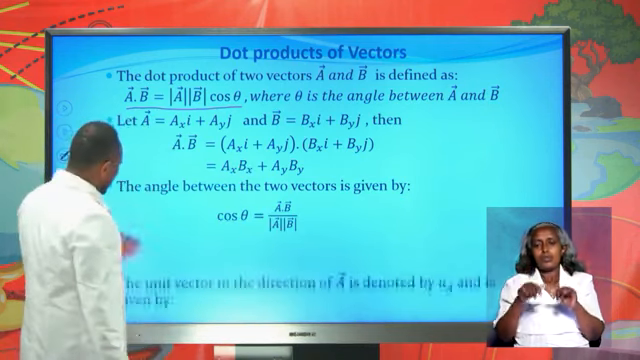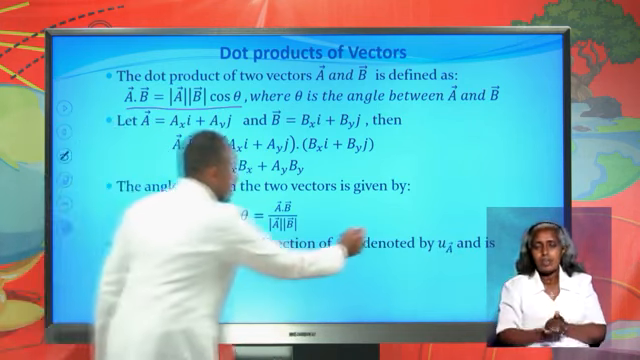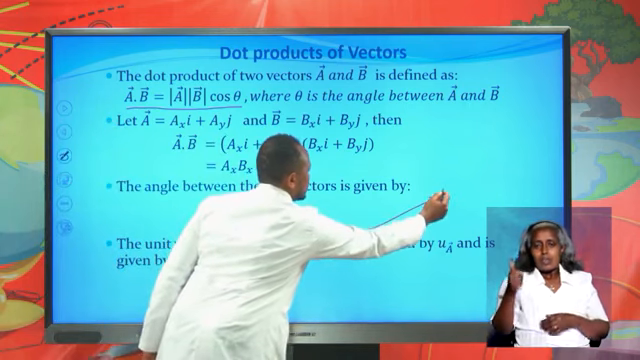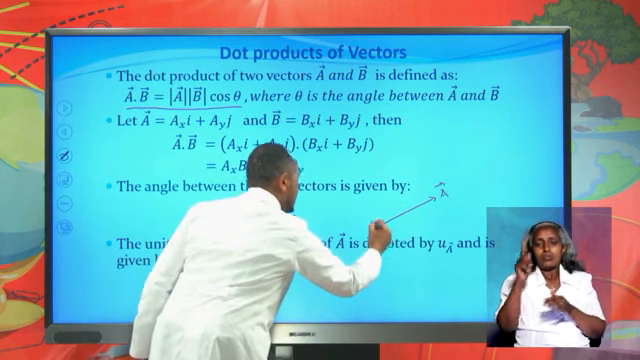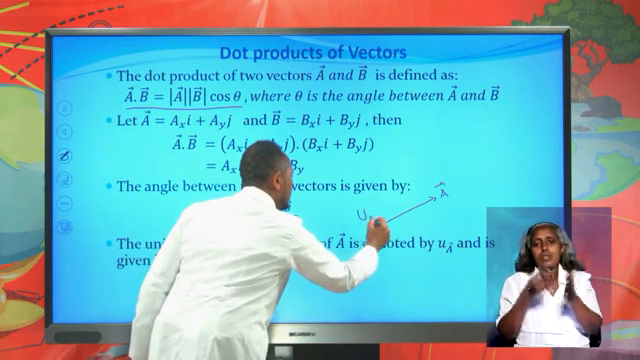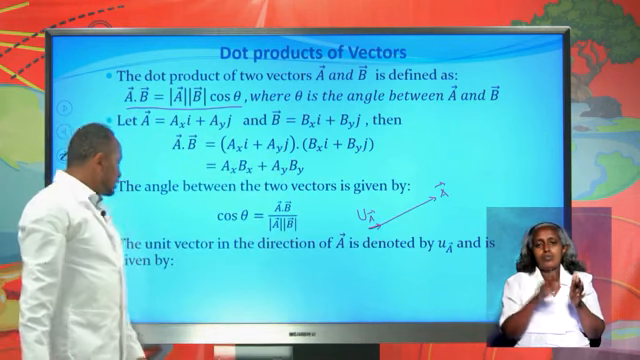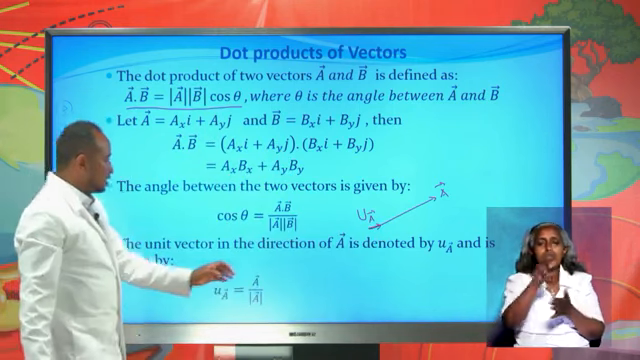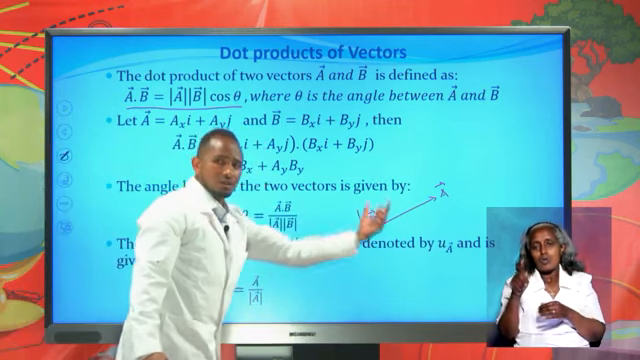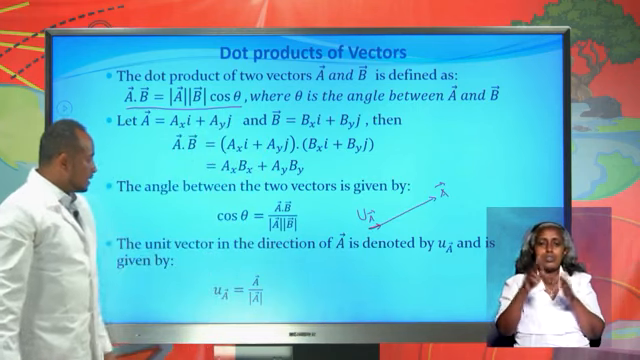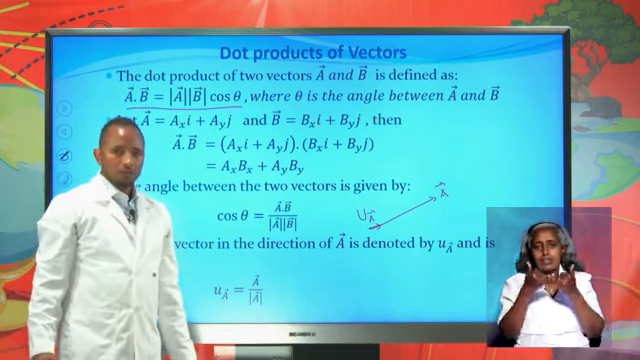Okay, now let's continue. The unit vector in the direction of vector A. If you have a vector A, the unit vector along vector A is this one, and it is denoted by this symbol. Simply, you divide the vector by its magnitude. So, you get magnitude 1 without changing the direction. Therefore, the unit vector in the direction of A is given by vector A divided by the magnitude of A.